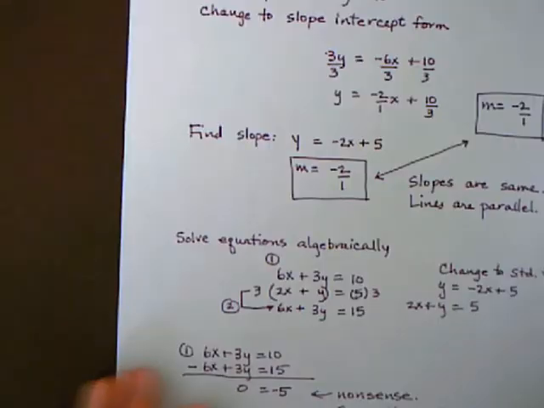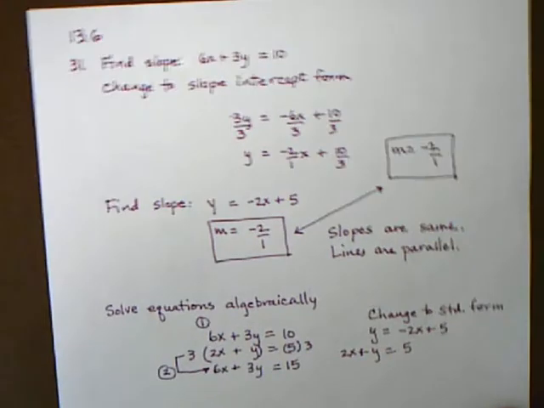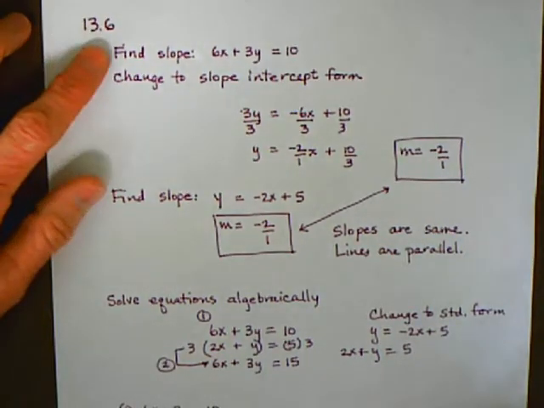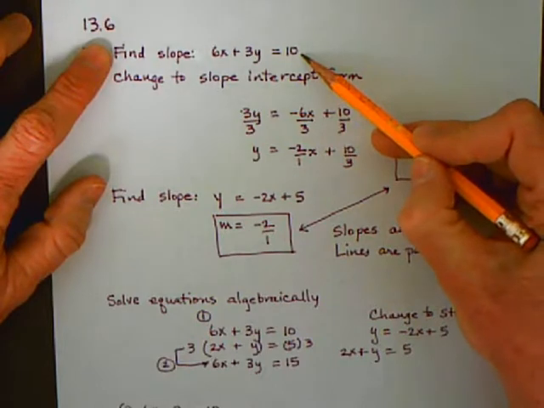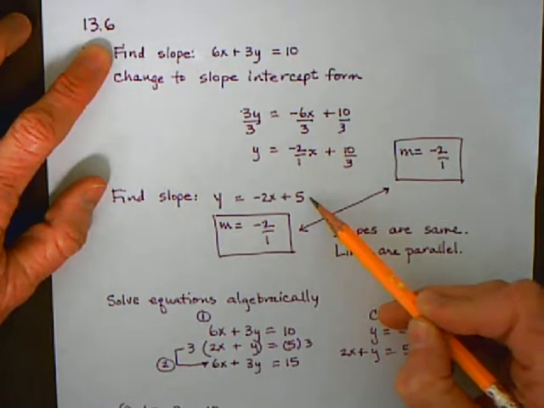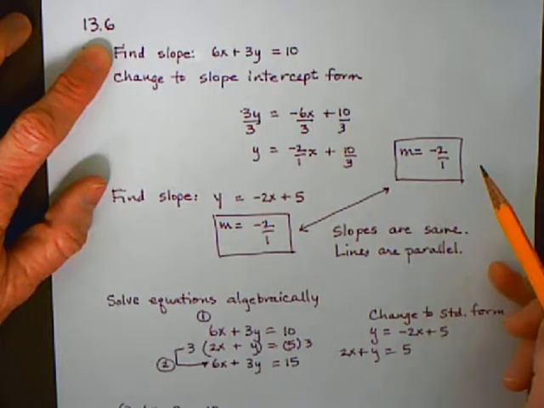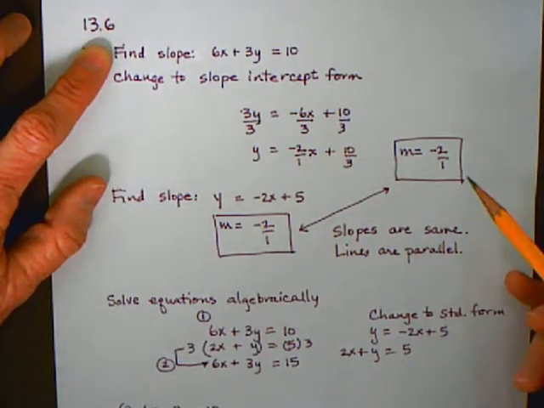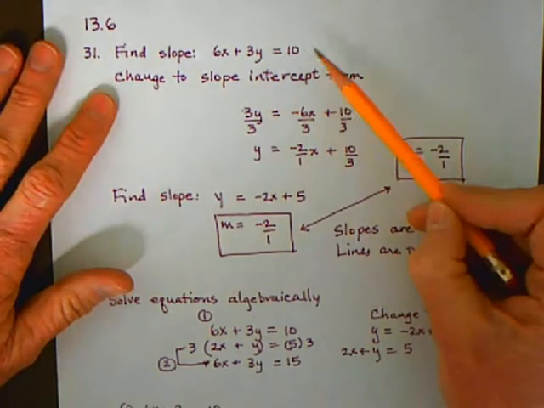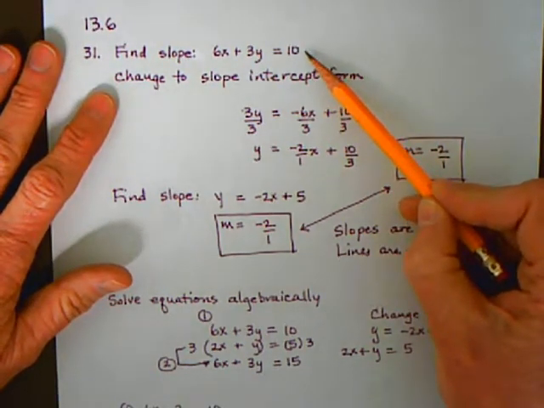Now we have one more problem to go over, and on this one, they give us two lines. 6x plus 3y equals 10, and this other line, y equals minus 2x plus 5. What we need to do is find the slope, notice something important about the slope, and then solve the equations graphically. So for this first one, in order to find the slope, I have to change it to slope-intercept form.